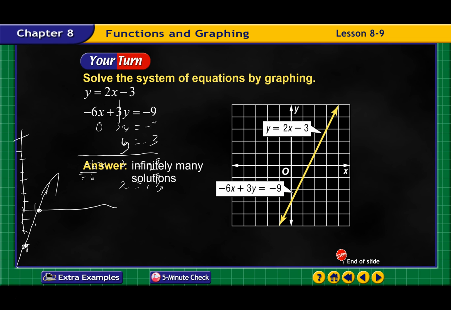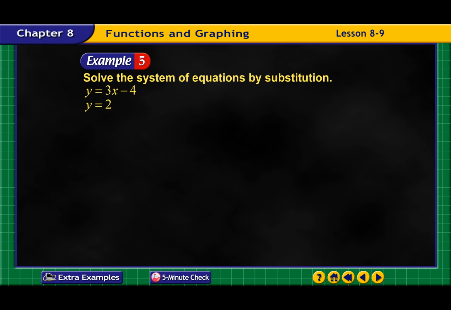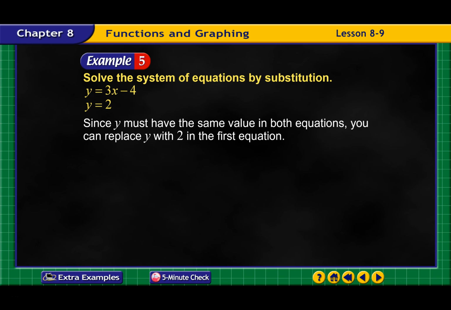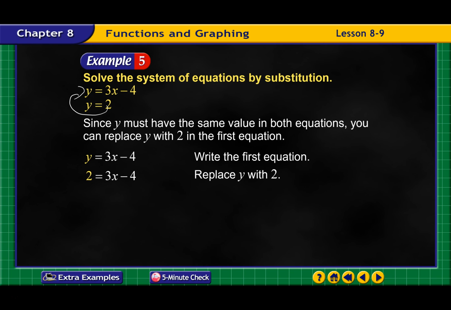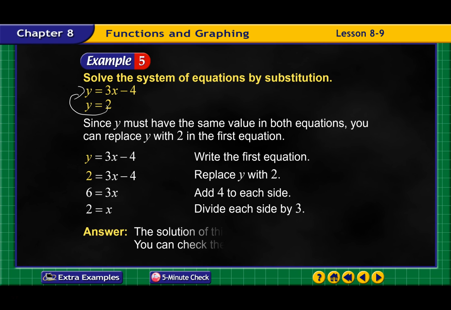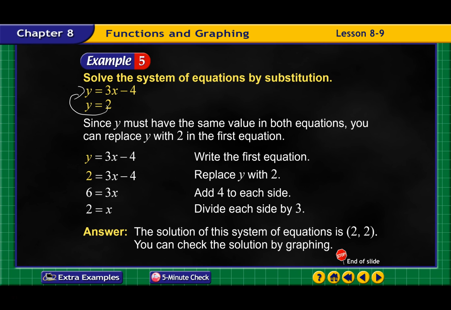Solve this by substitution. This is the one I was looking for earlier. All right, so since y must equal the same value in both equations, you can replace y with 2 in the first equation. So this one says y equals 2. I can just stick 2 right here and solve for x. So I take my first equation, I replace it with 2. I'm going to add 4 to both sides, divide by 3, and that gives me x equals 2. So my solution should be 2, 2. And you can check that solution by graphing. All right, your turn, go.